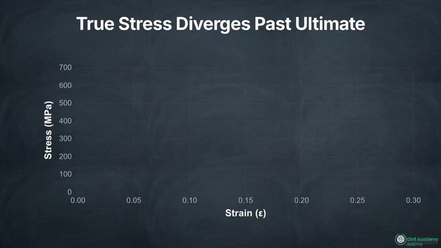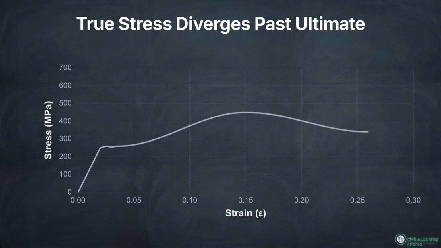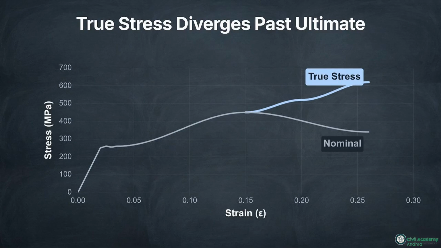We deconstruct this failure by graphing the stress-strain curve. The standard nominal curve assumes a constant area, but the true stress line diverges upward, accounting for the narrowing cross-section. This curve traces the limits of the steel's integrity, from elastic limits to the ultimate strength.